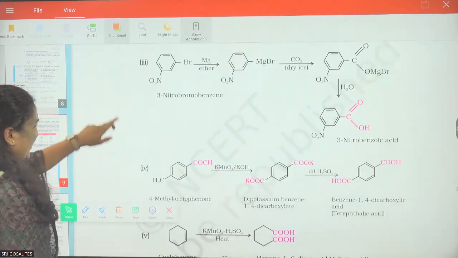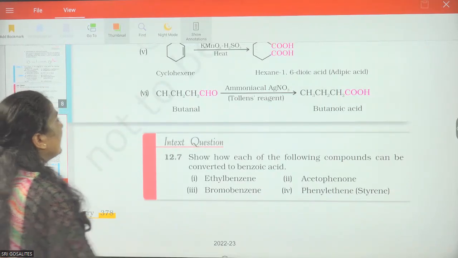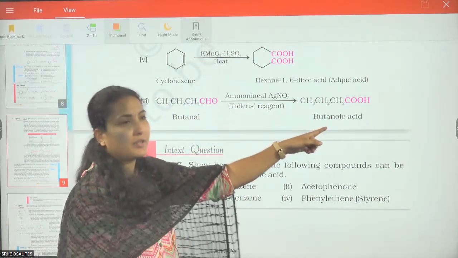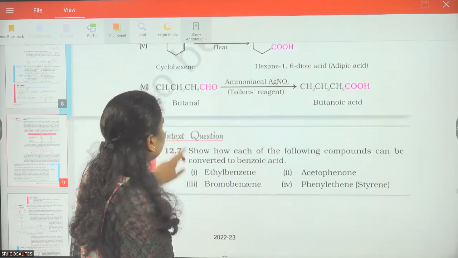Now, similar reactions are easy to understand. You can easily understand them yourself, right? Now here it is the Tollens test. So basically what you are doing is oxidizing it, right? So the Tollens test is a mild oxidizing agent. Okay.